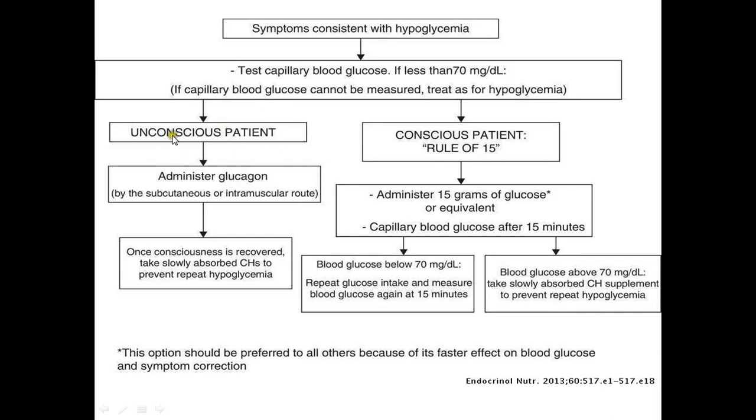If the patient is unconscious, you have to administer glucagon. Now it has to be given subcutaneously or intramuscular. If glucagon is not available, which is usually the case, because it's not available in a lot of setups, even in big hospital setups, then we can give dextrose water as IV fluid, dextrose 5%, and then 25% is given as continuous infusion. And once the patient is conscious, then you can give slowly absorbed carbohydrate.